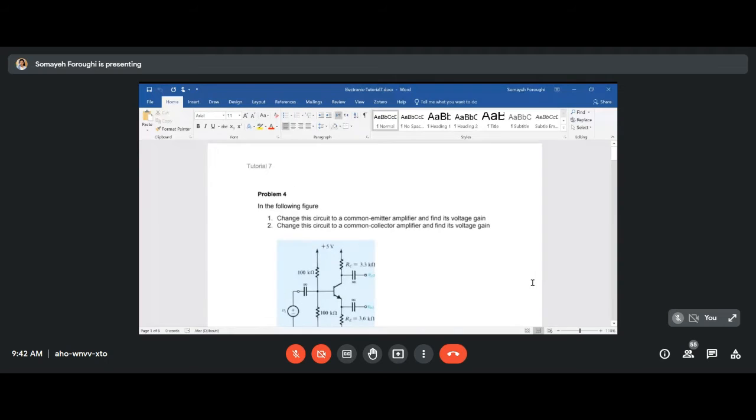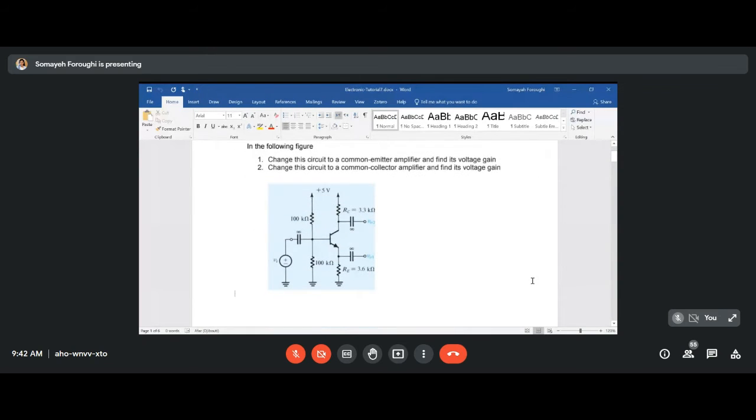Okay, here is our first question. I think that you guys are seeing my screen. If there is anybody who's not seeing it, let me know. As you see in the first example, in part 1, you should change the circuit to a common emitter amplifier and find its voltage gain. In the second part, you should change it to a common collector amplifier and then find the voltage gain again.